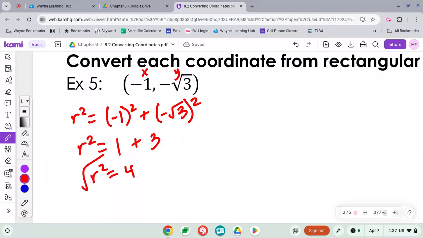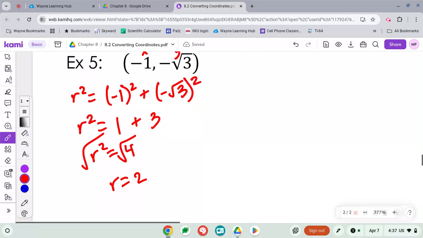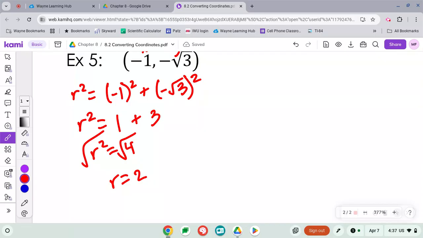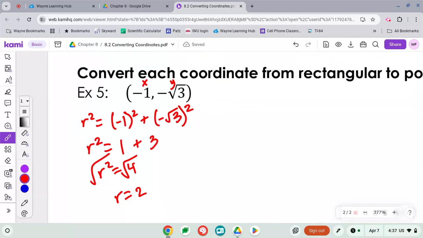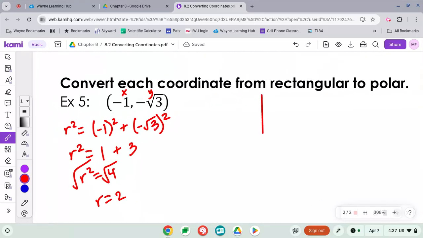At this point, I'm going to take my square root. The square root is 2. Now, I know you could do it as 2 or negative 2. However, in order for us to use this formula for theta, you're going to need to do the positive version. So for this situation, it's going to be 2. If you think about it real quick, this is a little sketch. We know that this negative 1, negative root 3 is somewhere down here in quadrant 3. That might not be the exact location, but it's somewhere over here in quadrant 3.